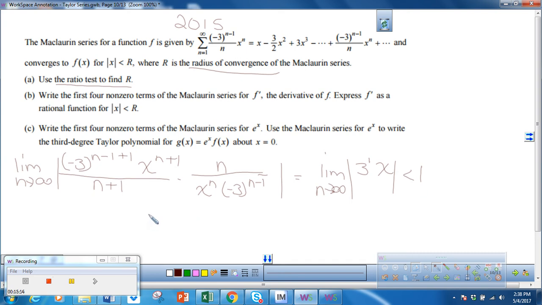So to find the radius of convergence, I have to get the x by itself. So this will give me the absolute value of x is less than 1/3. So the radius of convergence is simply 1/3. So that's the answer. So where did your points come from? 1 point for setting it up, 1 point for your evaluation, and 1 point for the answer.